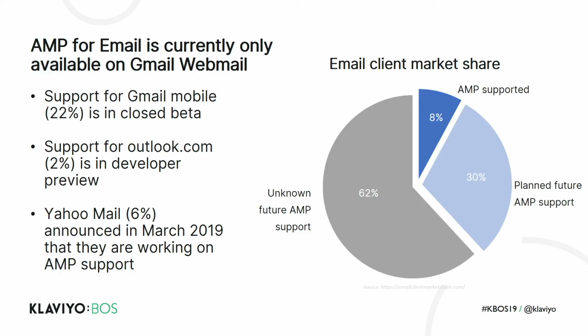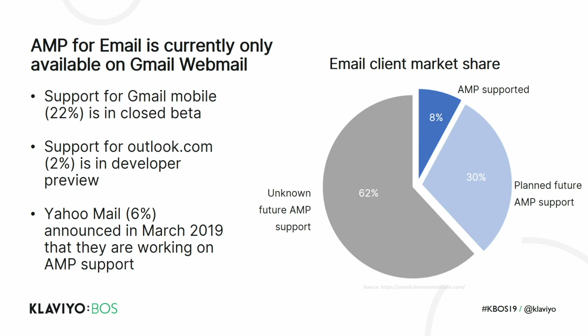So the first thing to know is that AMP for email is currently only available on Gmail webmail. What that means is that if you send out an email with an AMP MIME-type, only people who open it on Gmail webmail are going to see that experience. Right now, Gmail webmail accounts for only about 8% of the email client market share. That's a pretty small slice of the pie for all this work.